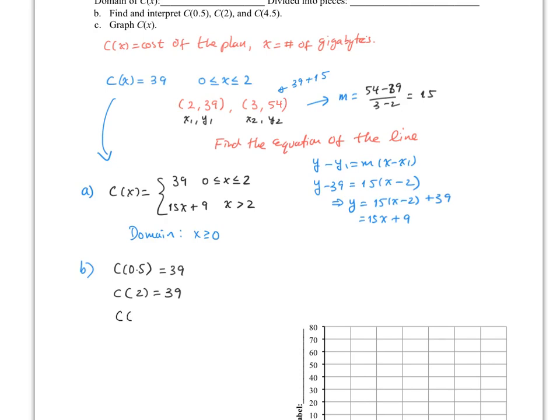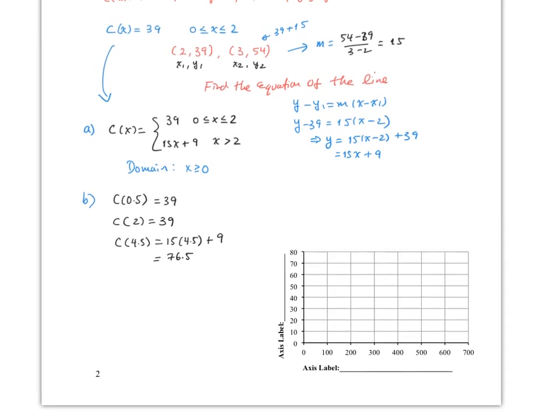But what if you use 4.5 gigabytes? Well, if you use 4.5, then the price is going to be now 15 times 4.5 plus 9, which is equal to 76.5. So the cost of using 4.5 gigabytes will be $76.50. Part C is asking you to do the graph.